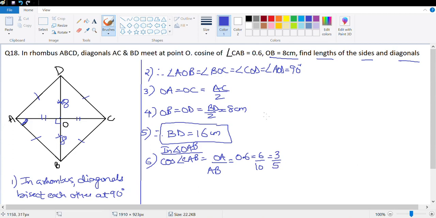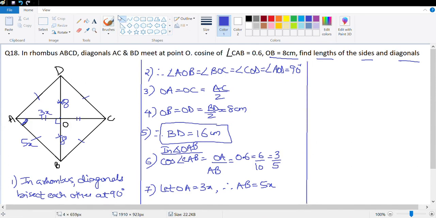Yes, this is 3 upon 5. Now again, this value of OA is not necessarily 3, it's a factor of 3. So let OA be equal to 3x, therefore AB is equal to 5x. So this is 3x, this is 5x. Let's apply Pythagoras theorem in this triangle, and we should be able to get the value of OB in terms of x. We already know the value of OB, so we should be able to solve it.